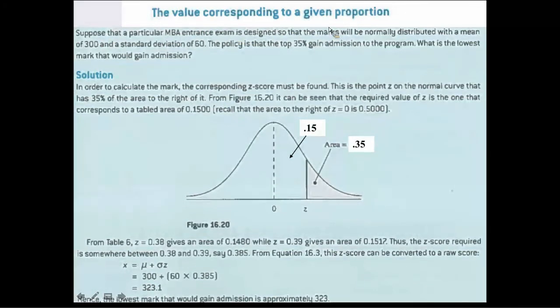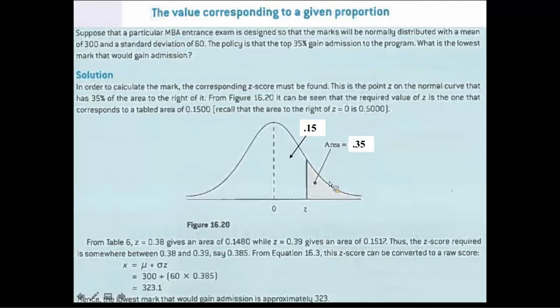We've got some exam results here. Perhaps MBA, Master of Business Administration. The mean is 300. I'd write right in the middle, 300. Standard deviation is 60. And the top 35% are gaining admission into the program. What's the lowest mark that would get us in? So policy, the top 35%. So this area here can be 0.35.